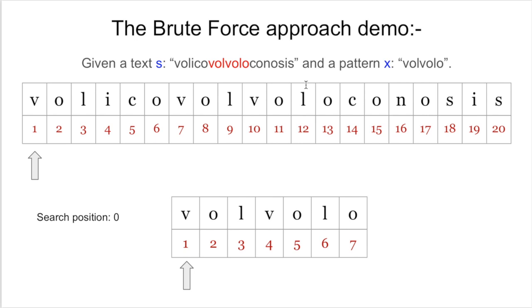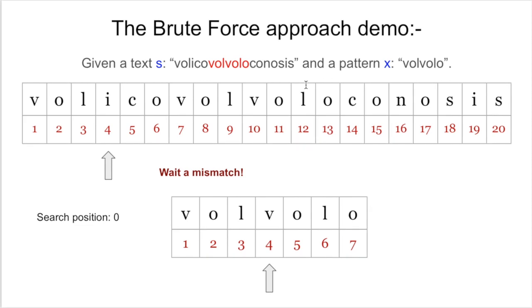So here we are comparing V with V, which is equal. So we're going to move ahead and compare the second element. Here, in the string it is O and also in the pattern it's O, which is equal, so we move on. Likewise, the third character in the pattern is equal to the third character in the string, so we move on to the fourth one.